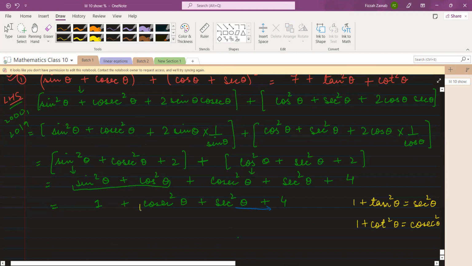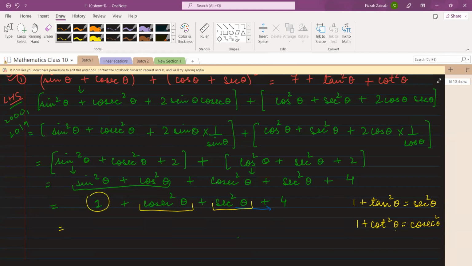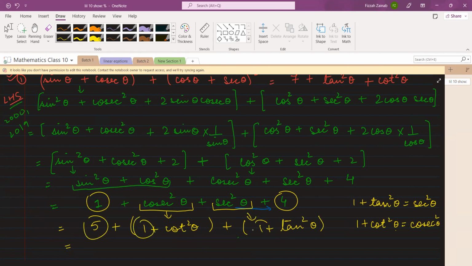So I'm just replacing them. Cosec square theta, I'm writing 1 plus cot square theta. And sec square theta, I'm writing 1 plus tan square theta. Right? And this 1 and this 4, I'm adding together. So it becomes 5 plus. Now this cosec square theta will become 1 plus cot square theta plus. Now this sec will become 1 plus tan square theta. So now if you open the bracket, you have 5 plus 1 plus 1. So that becomes 7 and plus cot square theta plus tan square theta.